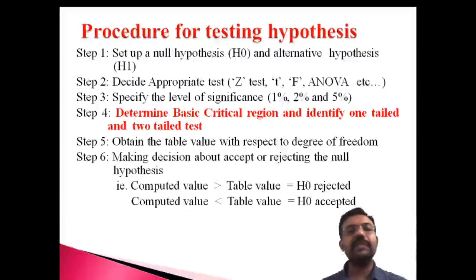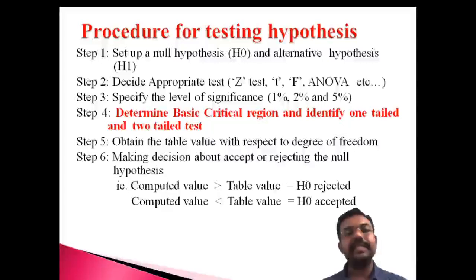The fourth step, one of the important steps for the Z test and T test, is to decide the critical region. That means deciding whether the test is one-tailed or two-tailed. That's the fourth and most important step for the Z test and T test. After that, obtain the table value. The Z test and T test use a single table, and the F test uses a separate table. So identify the table values for the problem.